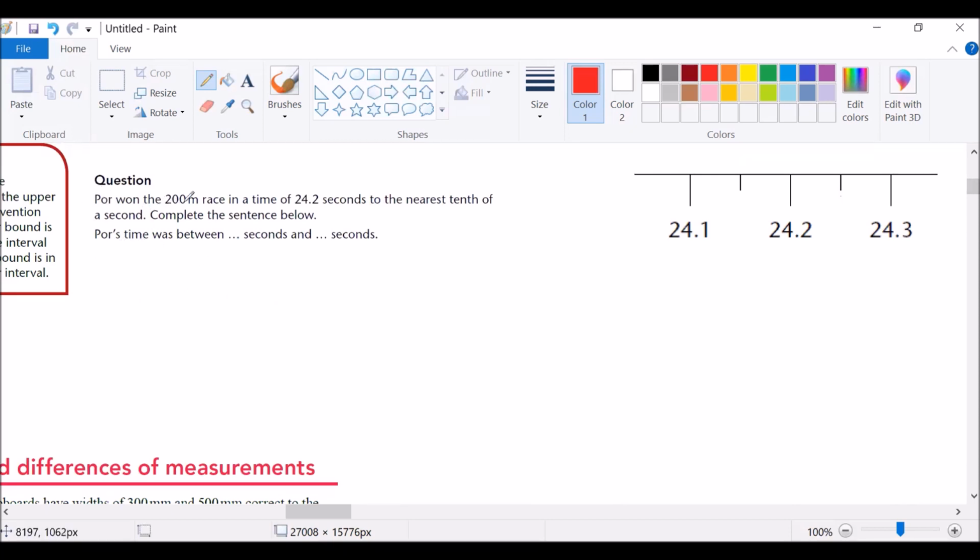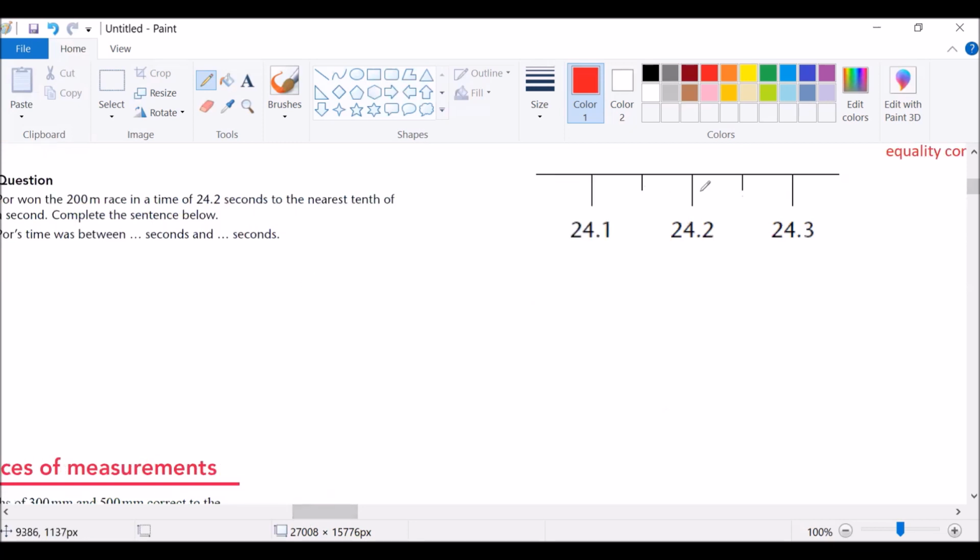Paul won the 200-meter race in a time of 24.2 seconds to the nearest tenth of a second. Complete the sentence below. Paul's time was between and so you need a number line like this. 24.2. The accuracy is to 1 decimal place. What is the next decimal place in front and before 24.2? So after 24.2, we go to 24.3. Before 24.2 is 24.1.